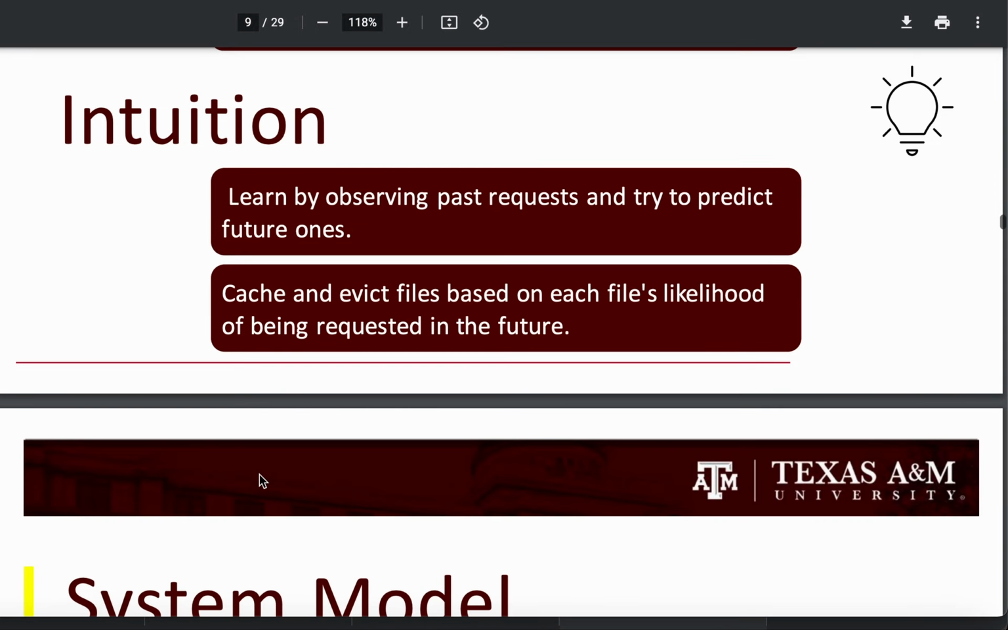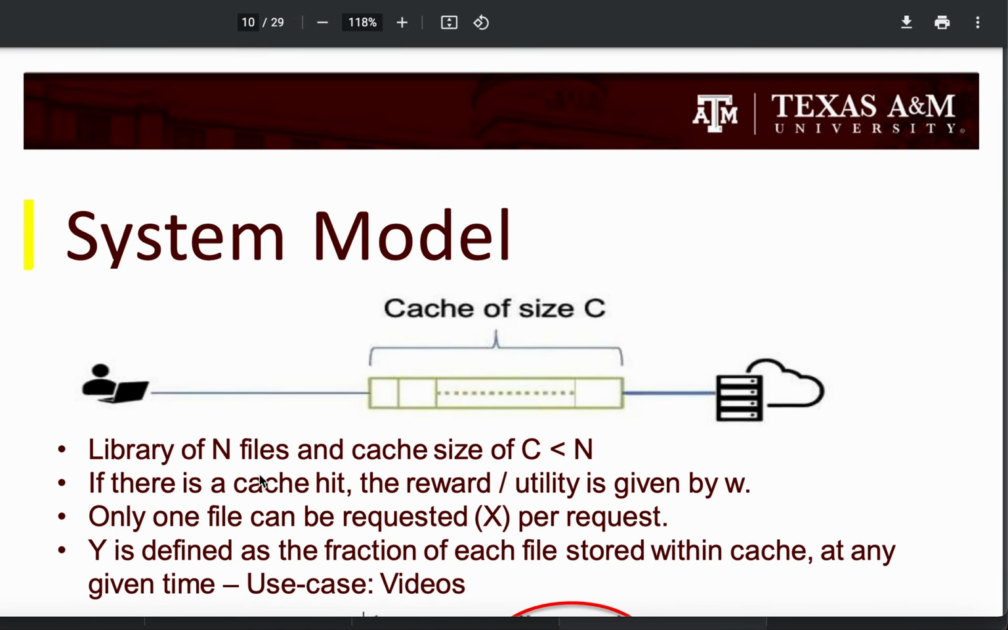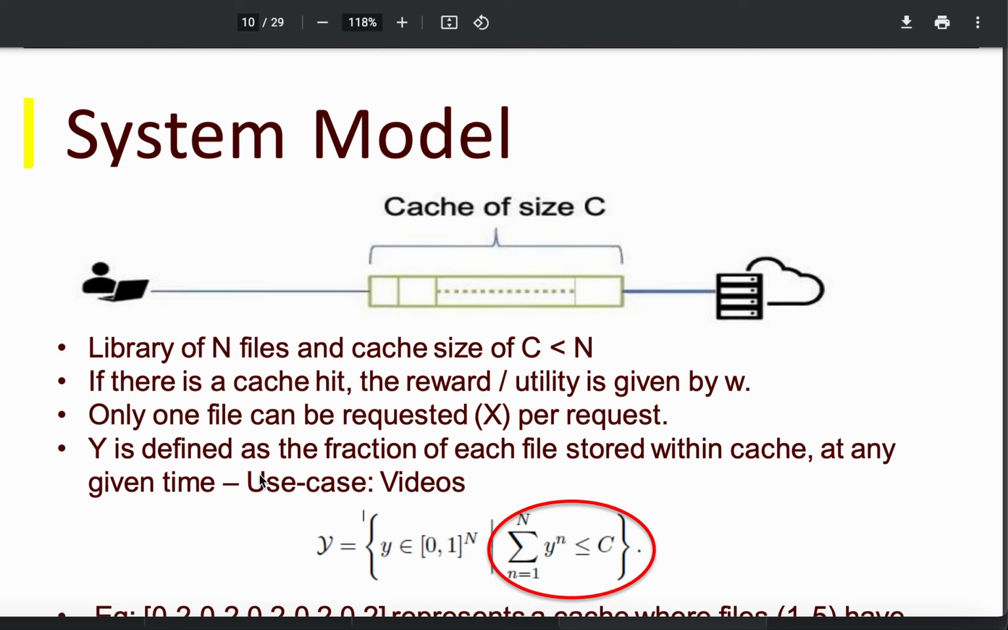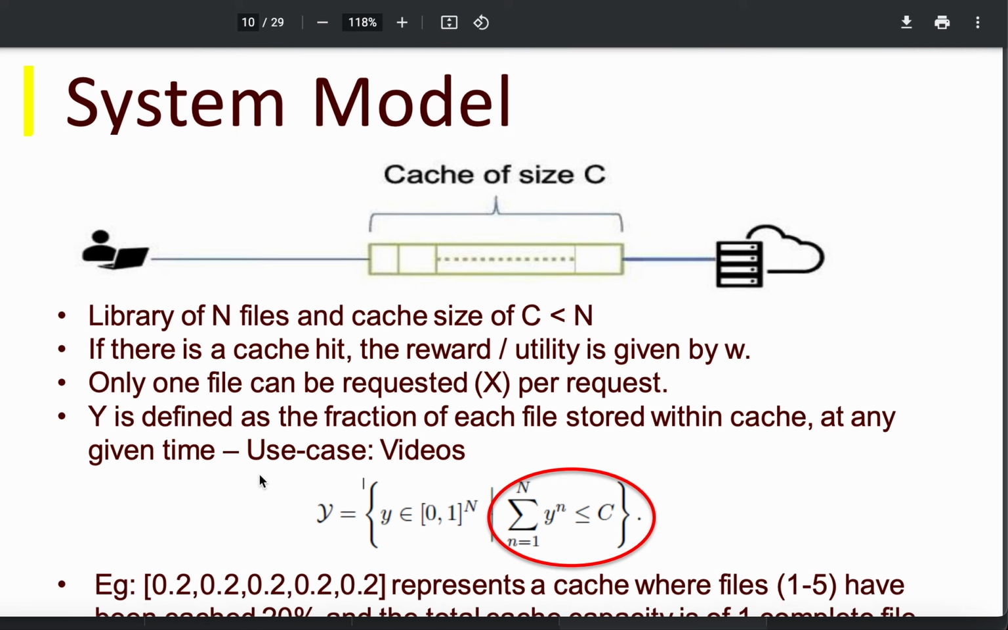Now, let's quickly go over the system model. In our system model, we have a library of n files and a cache size of C, where C is less than n. If there is a cache hit, the reward or utility is given by W. Only one file can be requested per request. Y is defined as the fraction of each file stored within the cache. In short, we do allow a file to be stored in percentages, like 40% of a file stored in the cache, 50% of another file, or 20% of some other file. That's something we allow in our system model.